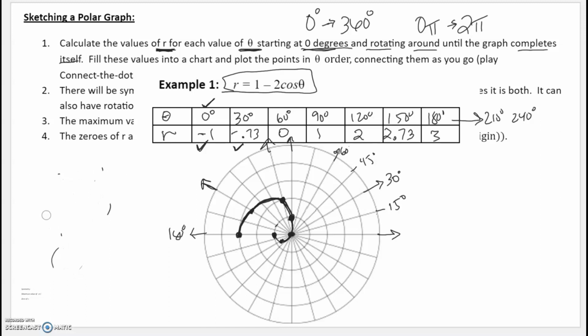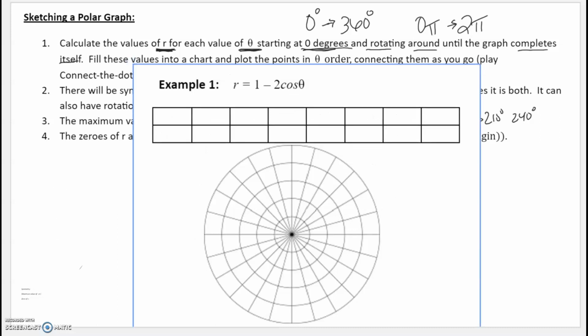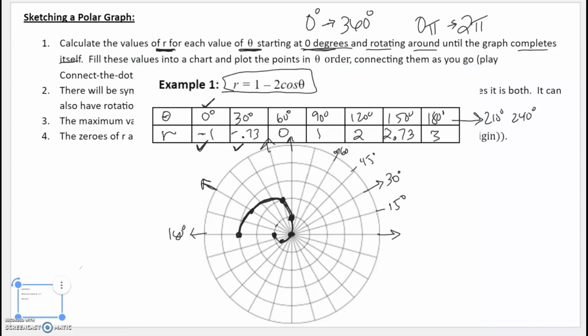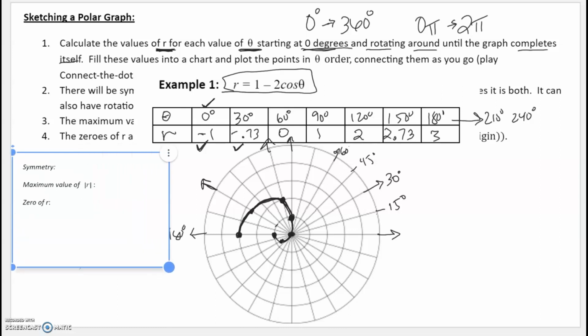Let's look at this piece right over here. Symmetry. You're going to get to talk about symmetry. If there was line symmetry, if it folds like a butterfly. You get to talk about point symmetry, where if it looks like a flower, it'll have point symmetry, where you can spin it on itself.